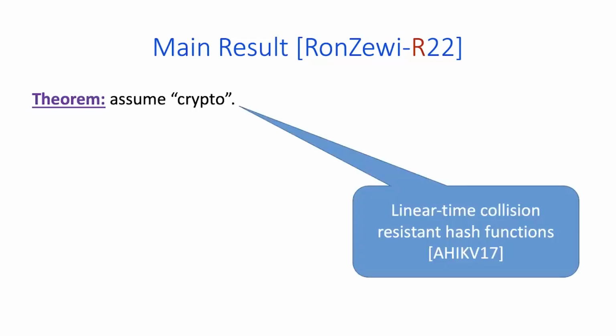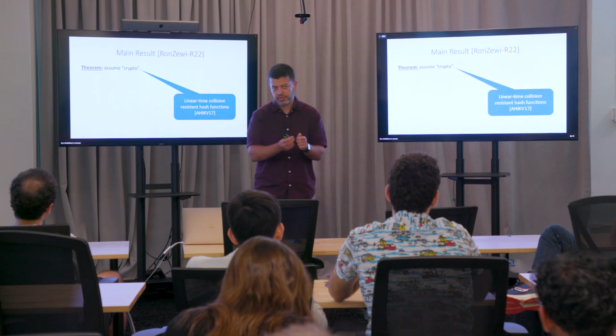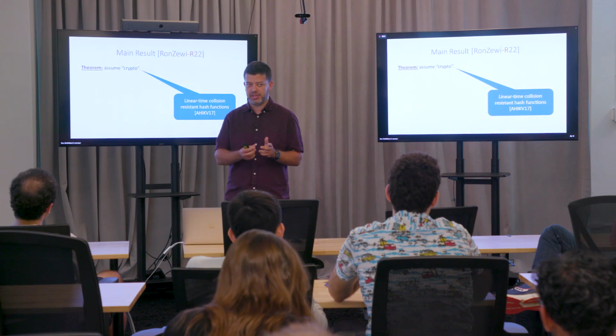Good. So the main result that I want to state today is the following. In this theorem, we're going to assume crypto. We're going to be making some cryptographic assumption. The cryptographic assumption is quite mild, or relatively mild, I would say. We're assuming collision-resistant hash functions that can be evaluated by linear-sized circuits. And we have candidate constructions for this. Think of it basically as collision-resistant hash functions.